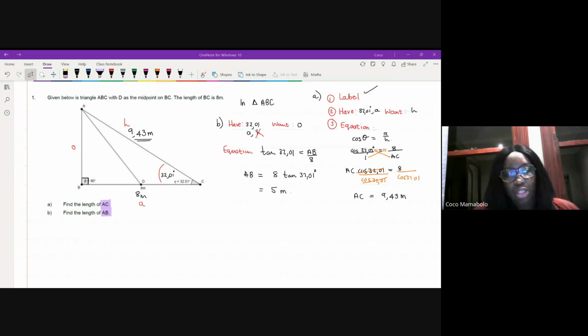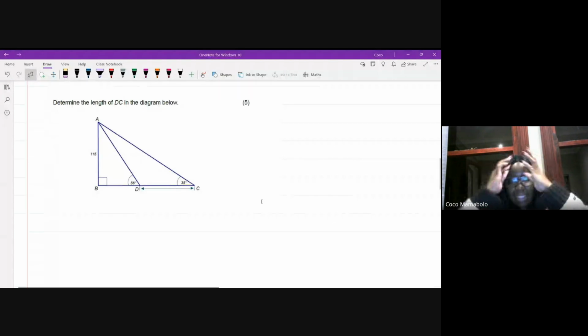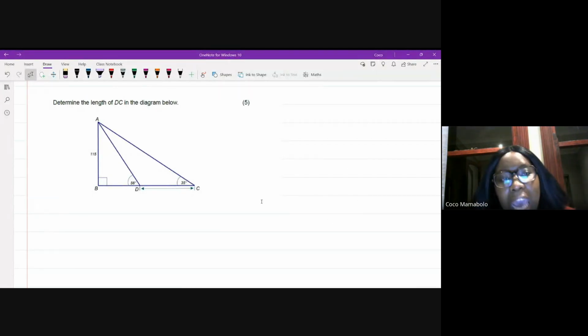All right. Here's the next one. The next one here says, determine the length of DC in the diagram below. Right. And this is all the information we've been given. Now, how many triangles do we have here? Let's look at the triangles that we have.